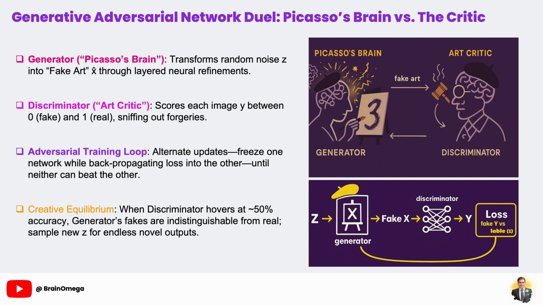In short, a GAN is a cerebral tug-of-war, Picasso's brain forging ever more convincing fakes, the art critic sniffing out fraud, both leveling up until art and illusion merge into one. This rivalry powers deepfake faces, AI-generated paintings, and everything in between. So next time you see a GAN-made image, remember, behind every masterpiece is a blindfolded Picasso and a relentless critic locked in an endless duel, sparring until they become indistinguishable.